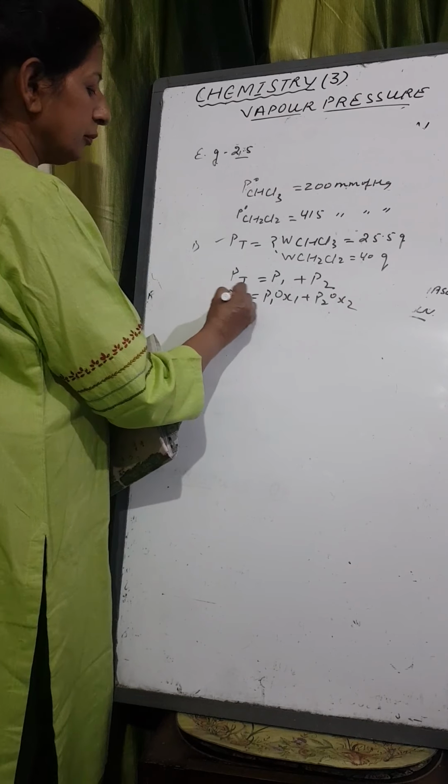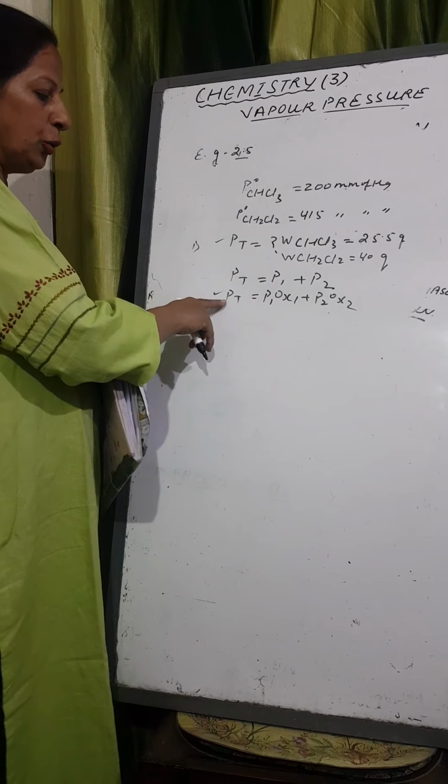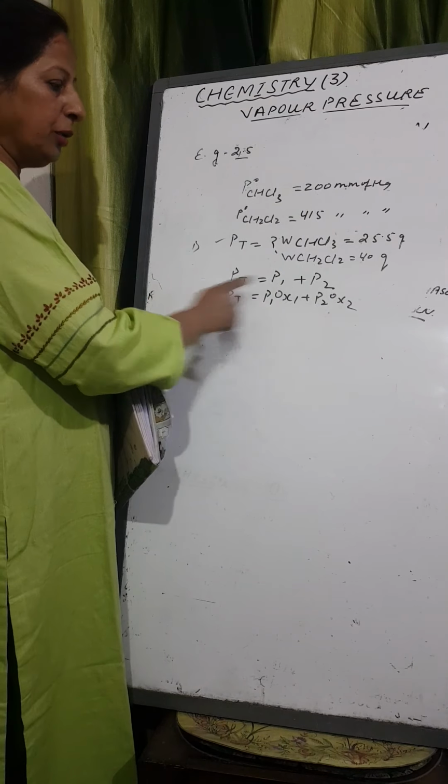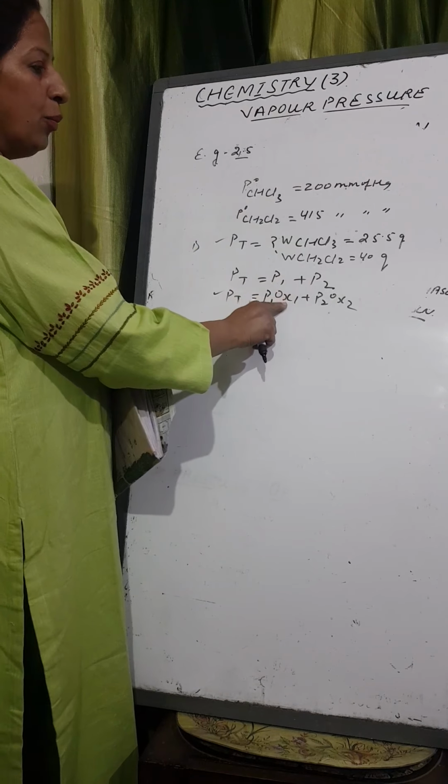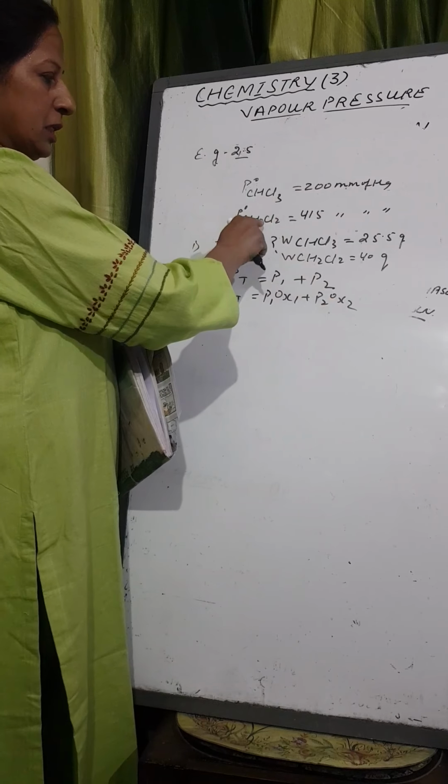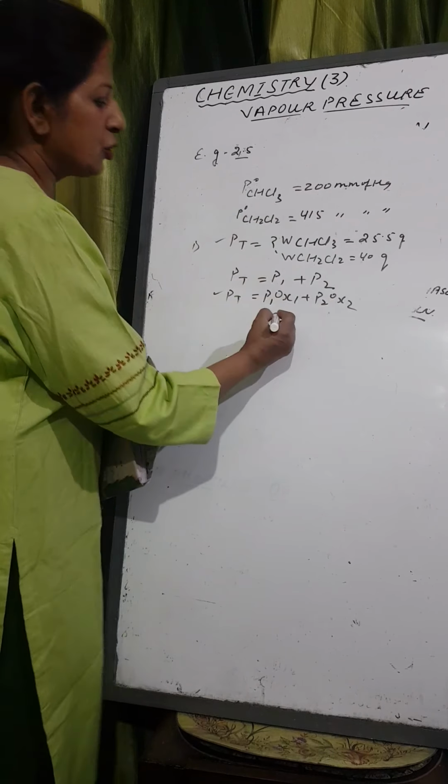We know this. So in order to find out the total pressure of the solution, you need to know P1 naught, chi 1, P2 naught and chi 2. P1 naught and P2 naught are the pressures of chloroform and dichloromethane in pure state. Chi 1 and chi 2 are the mole fractions of chloroform and the second liquid, that is CH2Cl2. So chi 1, that is chi CHCl3, will be moles of chloroform upon moles of chloroform plus moles of CH2Cl2.